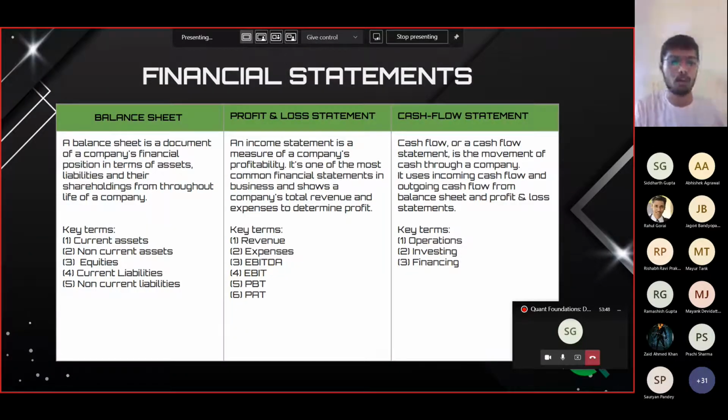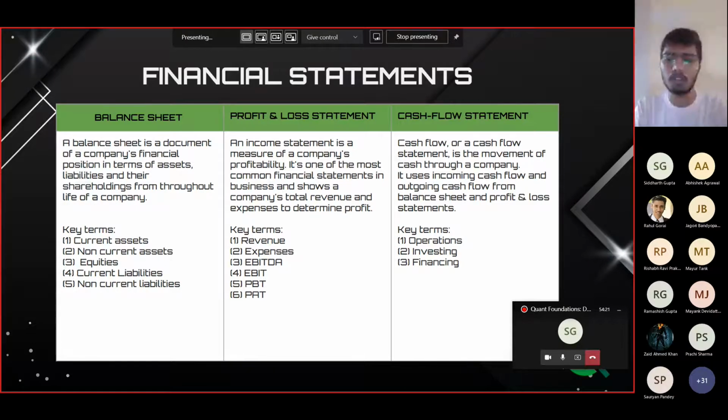Okay, so we'll talk about the financial statements now. The balance sheet, I already told you these three names. So basically, the balance sheet talks about the assets, liabilities, and equities. Now, what are these assets, liabilities, and equities? These might feel like heavy terms, but they are quite easy, and we'll talk about them. And now, what are the types of assets and liabilities? Current, non-current, then current liabilities, non-current liabilities. We'll talk about them in the next slide.